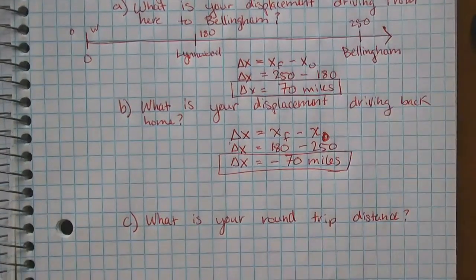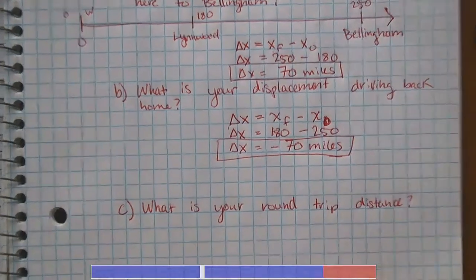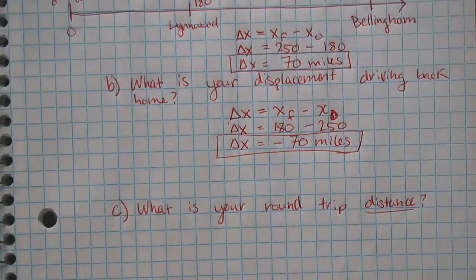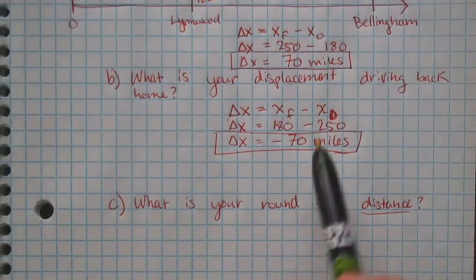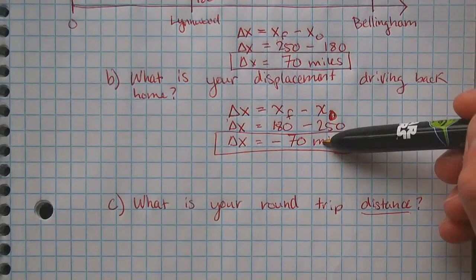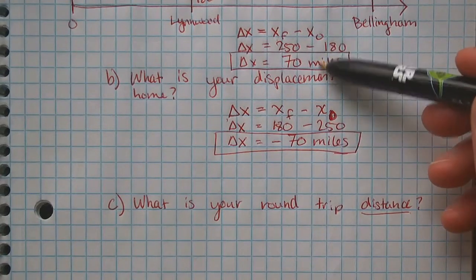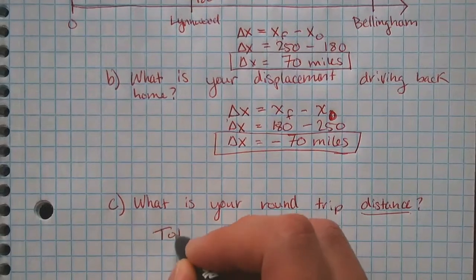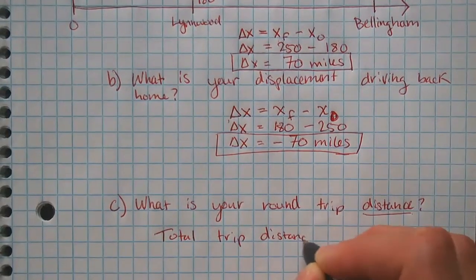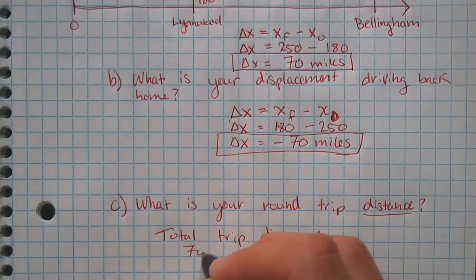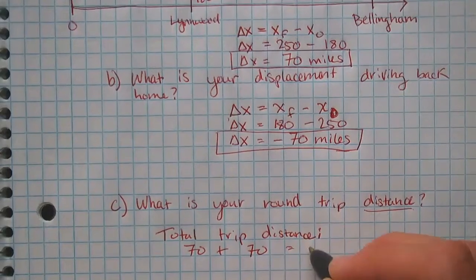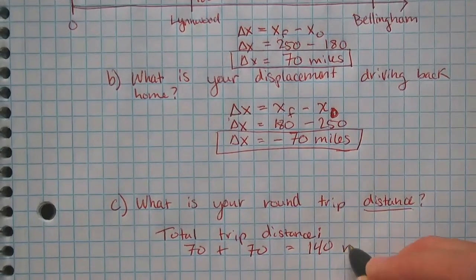And then next up is what is your round trip distance? So when we talk about a distance, the distance doesn't have a direction associated with it. So it would just be 70, right? Because we drove 70 miles there, we drove 70 miles home. So total trip distance would be 70 miles plus 70 miles, giving you a total of 140 miles.